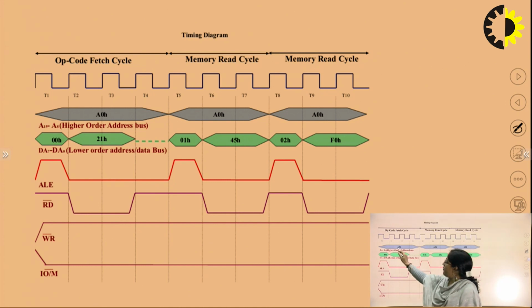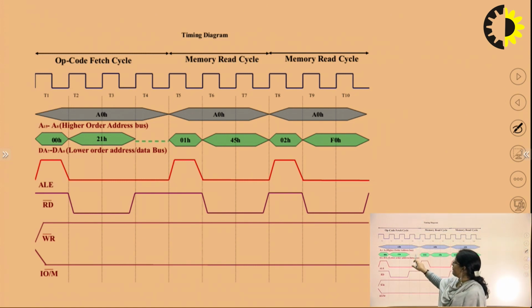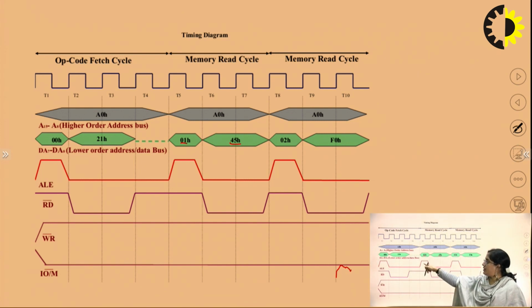Here first the higher order address 00 will be placed, with 00 as the lower order address, ALE will be high, the read signal will be active low, and the IO/M signal will be high because all the operations are going to be performed with memory. After T4, the microprocessor comes to know that it has to read 2 more memory locations. So again it will give address 01 for the second read operation and 02 for the third read operation. For these 2 read operations, again the ALE signal will be high and the read signal will be active low.